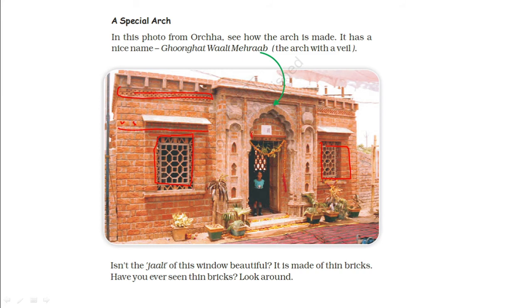Now you can see this kind of arc design. This arc design is called Ghungat Wali Mehrab, the arc with the veil. So you can see here an arc, here you can see an arc, here some kind of design is there, here another kind of design is there. So the jali of this window is beautiful. It is made with thin bricks. Have you ever seen thin bricks? You must have seen thin bricks. If yes, write to me in the comment box. Yes, I have seen the thin bricks.